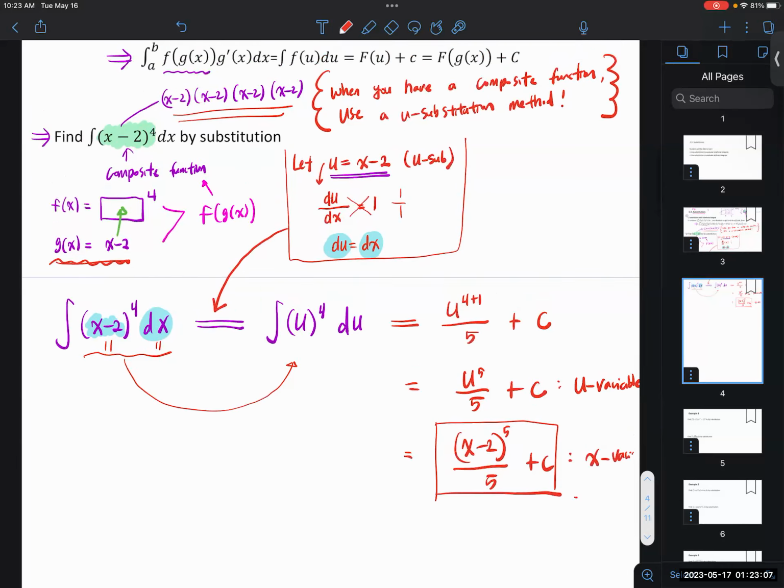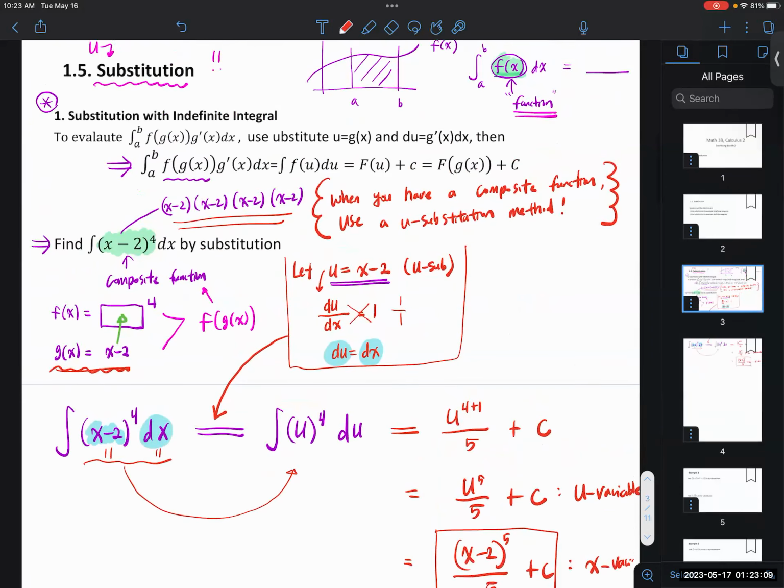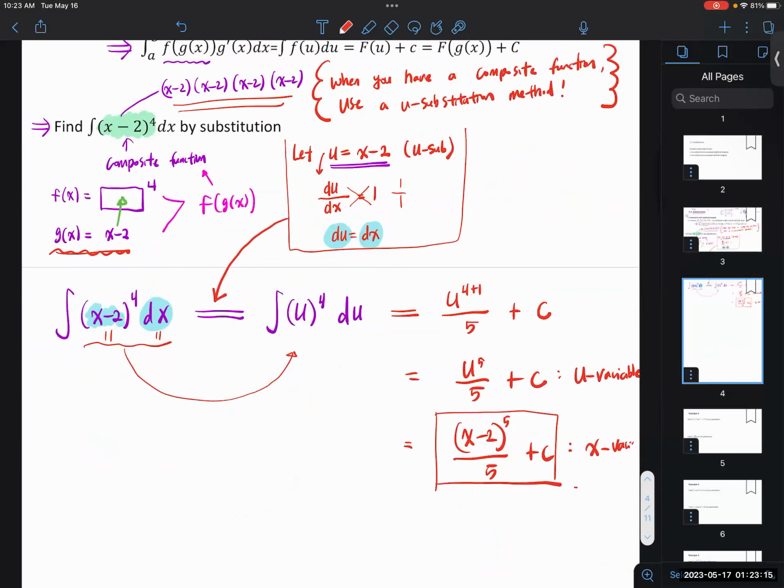Okay, so think about it. The idea is when you have a composition function, please use the u substitution method so you can have two answers, one in terms of the u variable or the x variable. Usually the answer with the x variable is the better answer. Okay, so that's it. We're gonna keep practicing how to apply the u substitution method with the following questions.